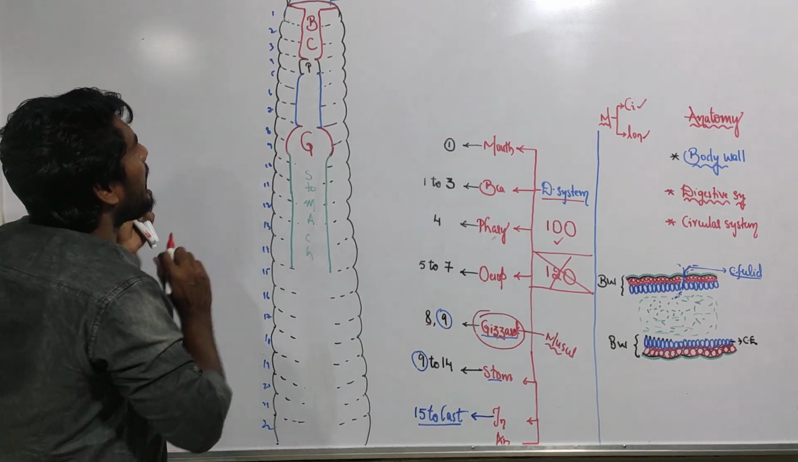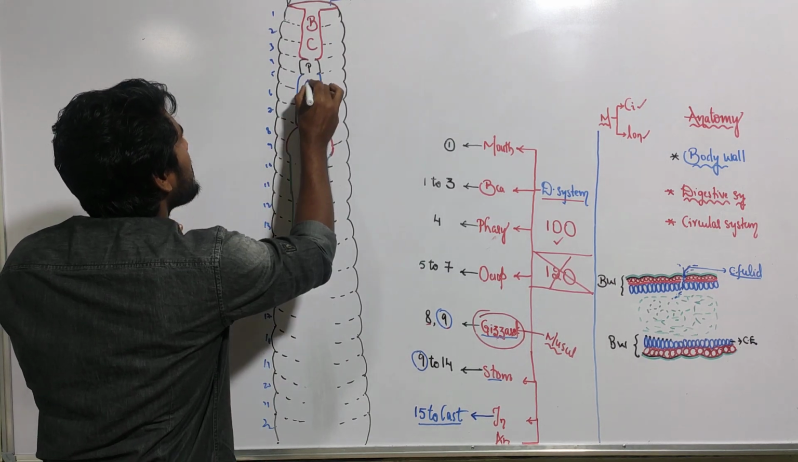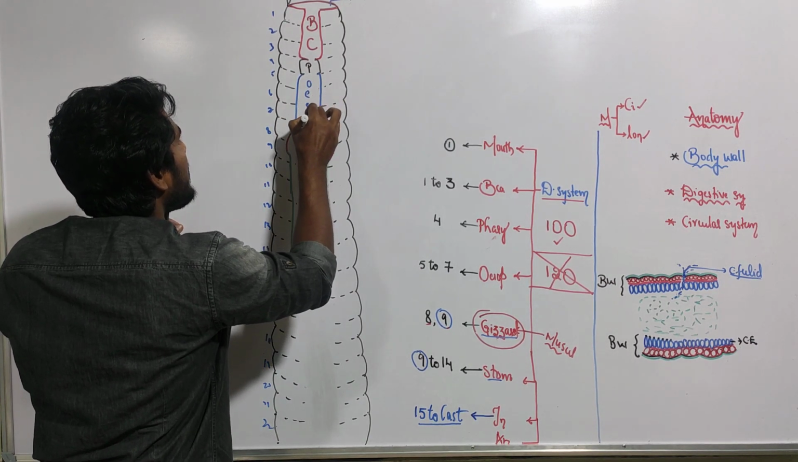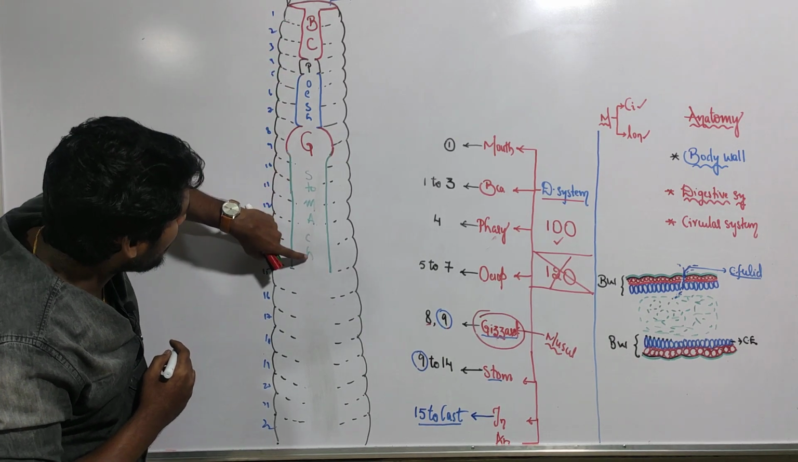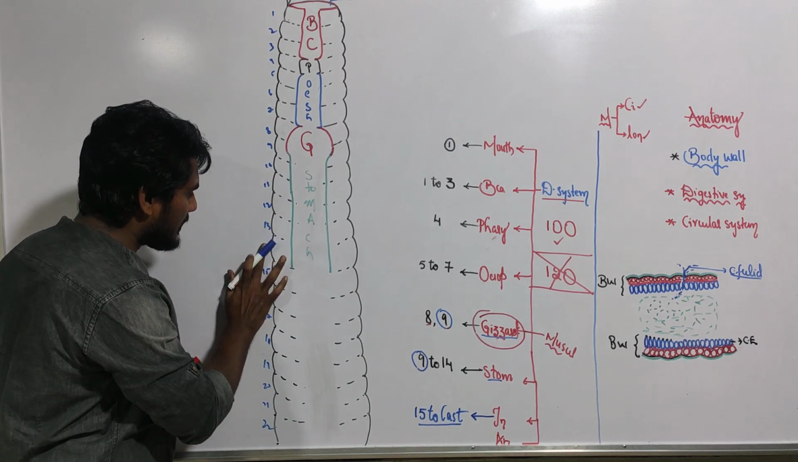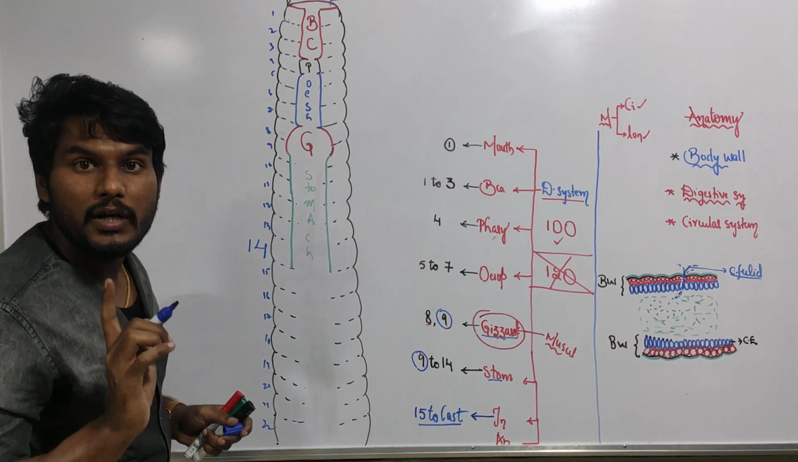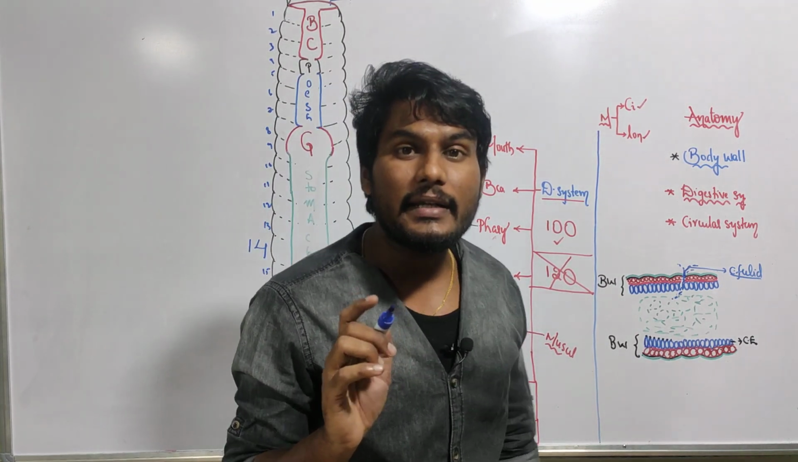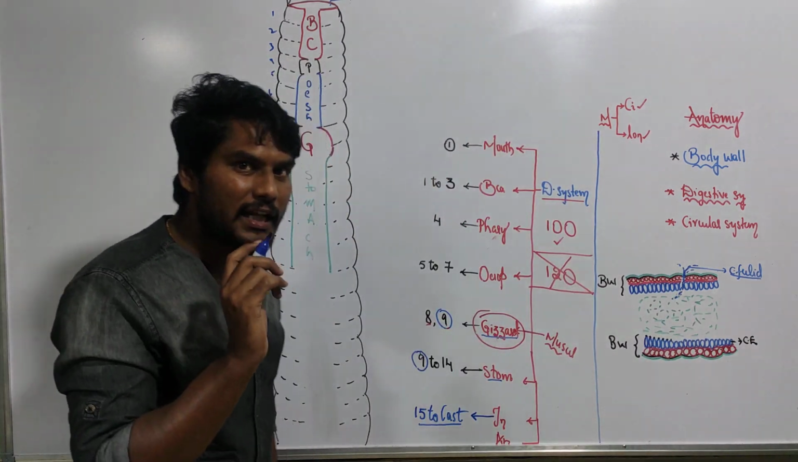So be careful. As we discussed, what is this after the pharynx? It is the esophagus. So: buccal cavity, pharynx, esophagus, gizzard and stomach. And this stomach continues up to the 14th segment. Yes, this is the 14th segment, and you should remember that the 14th segment contains the female genital pore on the ventral side.